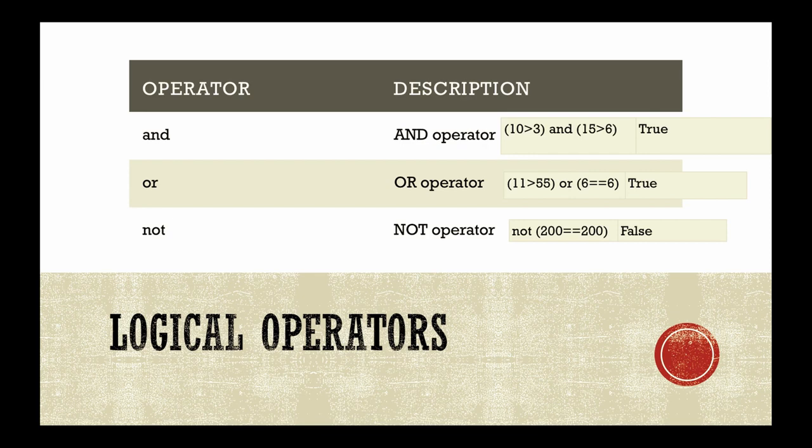Otherwise, it returns false. The OR operator returns false when both operands are false. Otherwise, it returns true. The NOT operator negates the value of the expression. In other words, if the expression is true, then the operator returns a value of false. And if the value is false, it returns true. Unlike the other two logical operators, the NOT is a unary operator, meaning that it only has one operand.